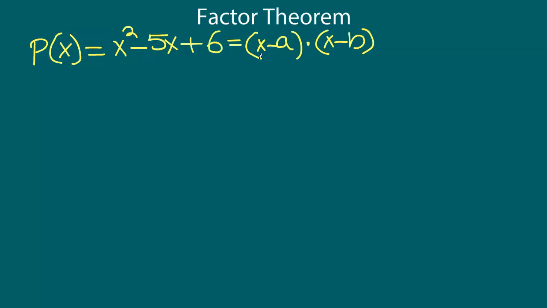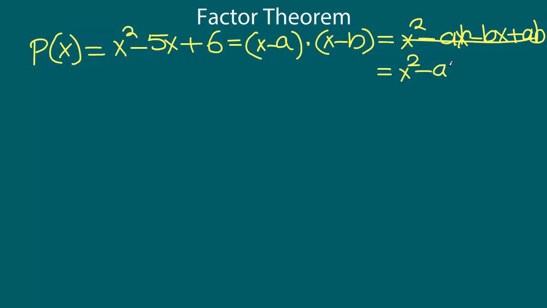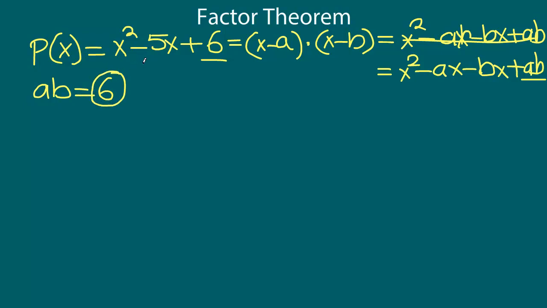Again, when we expand it, we will get x squared, minus ax, minus bx, and plus the ab term. Let's write it again over here. Essentially this will be x squared minus ax minus bx plus ab. The ab term here is 6. That means we want to find a times b is 6. So if we can find the 2 factors for 6, that will give us a and b.